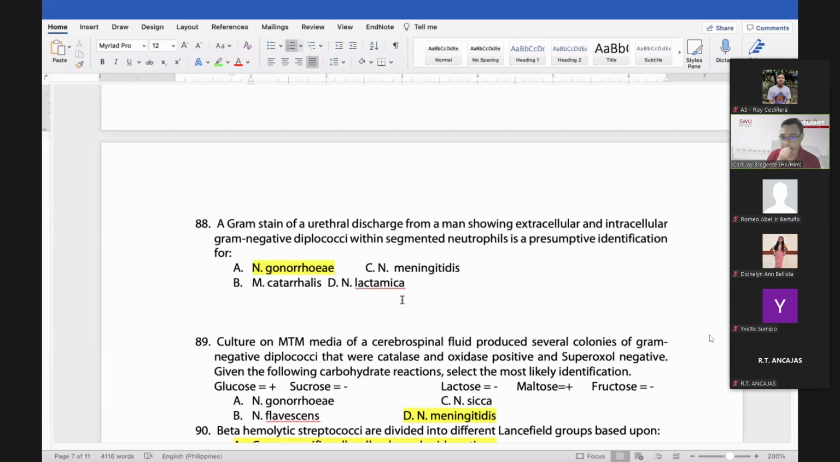88. Gram stain of urethral discharge showing extracellular and intracellular gram-negative bacilli. So the correct answer for this is Neisseria gonorrhoeae. M. catarrhalis is most likely for respiratory infection. Neisseria meningitidis is usually associated with meningitis, and N. lactamica is just a normal flora.